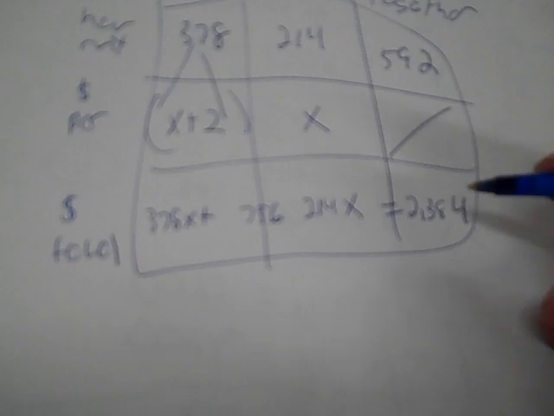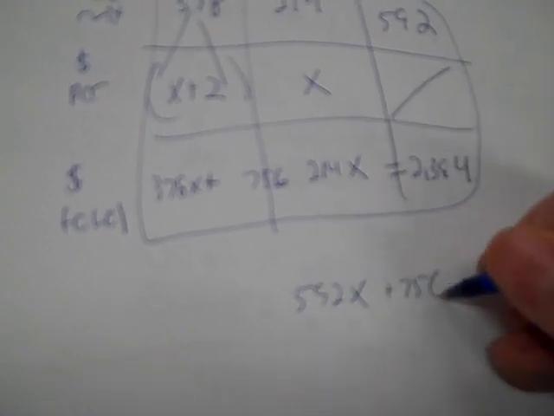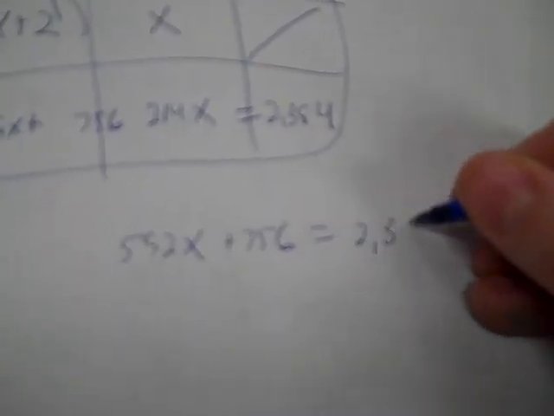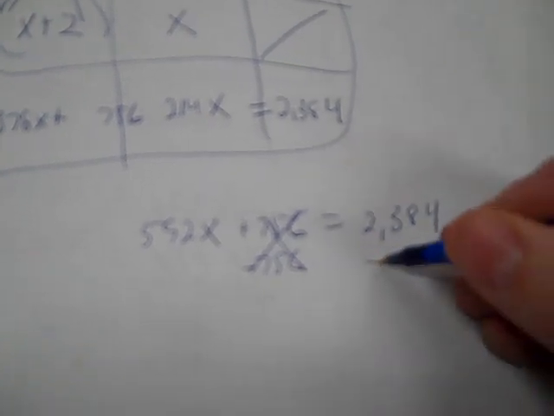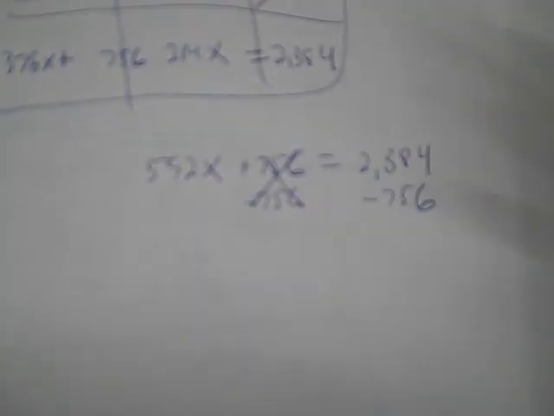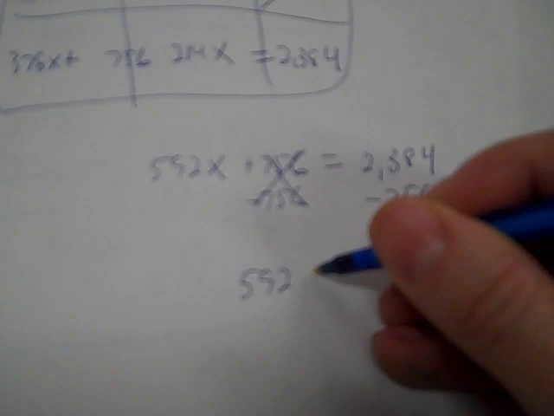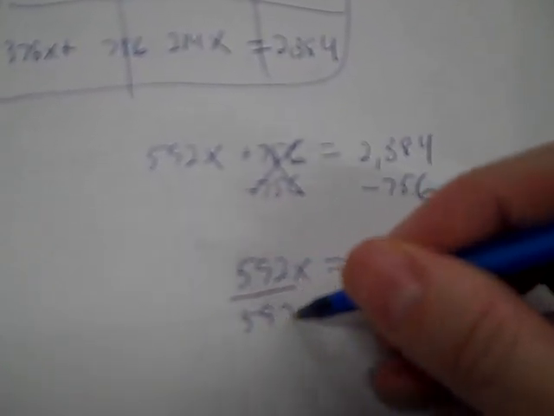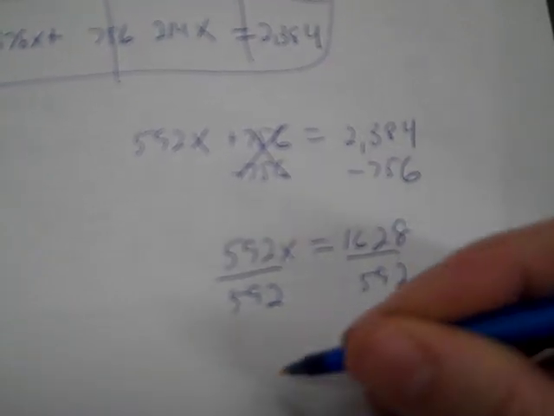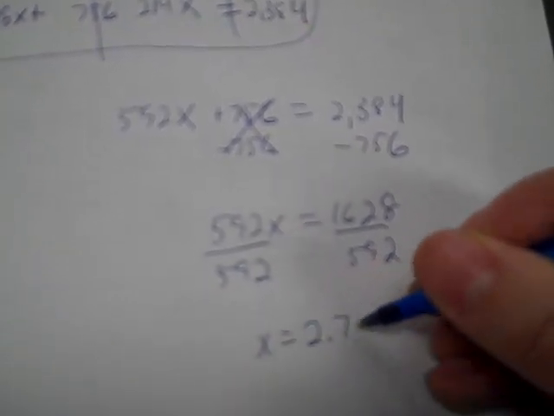Now the x's, just add them together. Okay, 378 plus 214 is 592x. Plus the 756 equals 2,384. Then it's just a two-step equation. I subtract the non-x term, the constant. That's 1,628. And then I divide both sides by 592. And x is equal to 2.75.